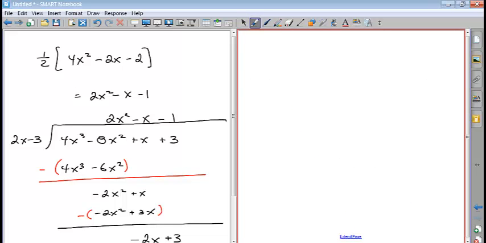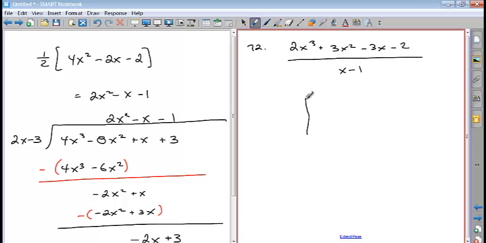72 is our last one. So same kind of deal. This one's easier to decide what to do. We can use synthetic division. Okay, so set up our synthetic division. These are our coefficients: 2, 3, negative 3, negative 2. This is the factor, so we do the 0.